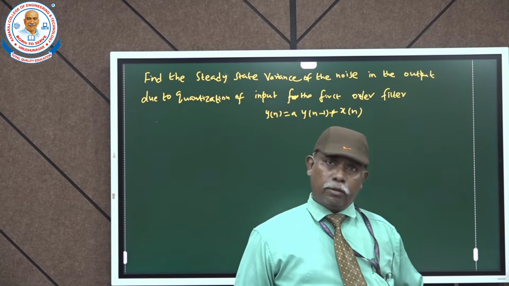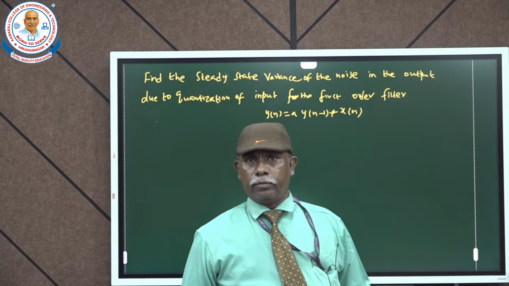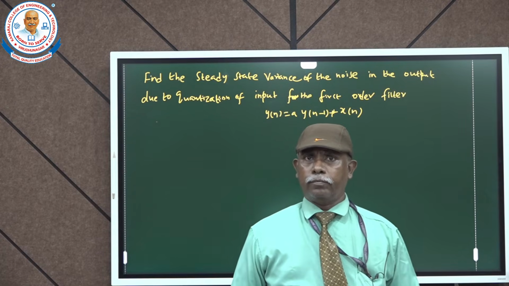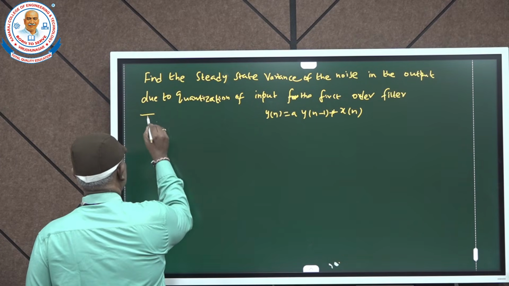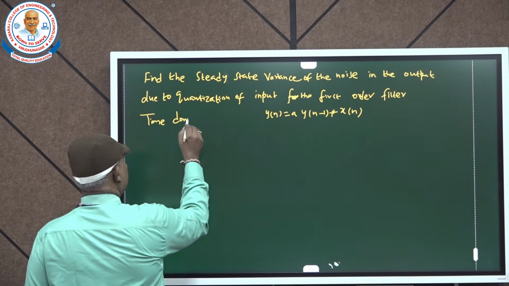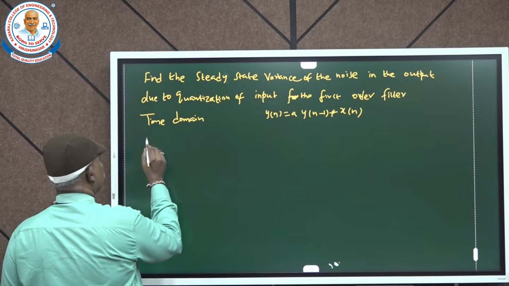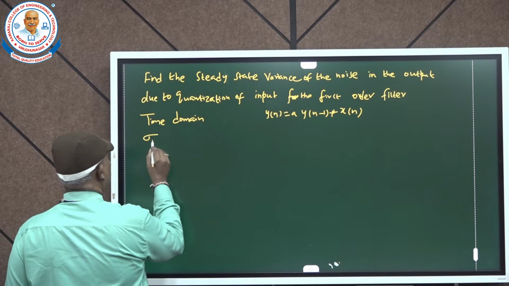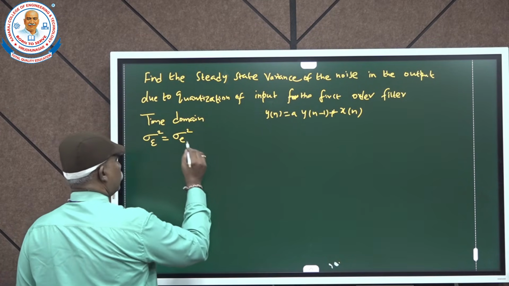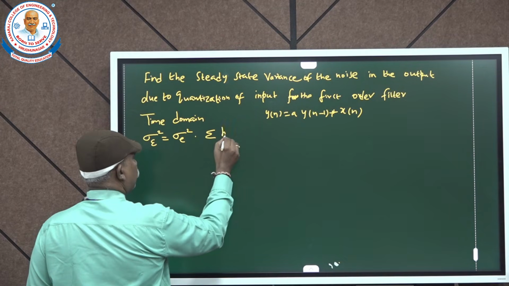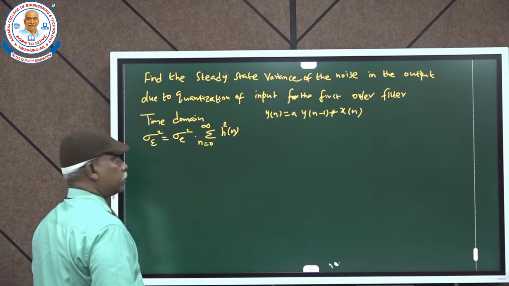So the transfer function is h of n. For finding h of n, first we have to do the Z transform and find h of n. By using h of n, that is called the time domain formula. The time domain formula for finding the output variance or output noise power of the filter is: sigma epsilon square, the output noise power, is equal to sigma e square, the input noise power, into the sum of h square of n, where n varies from 0 to infinity, that is, an infinite number of samples.